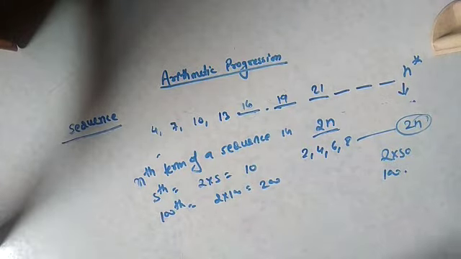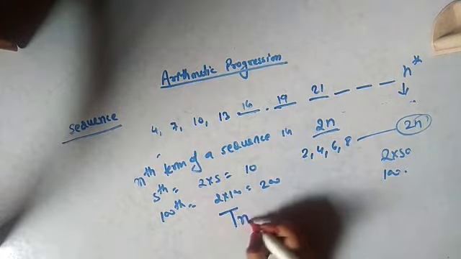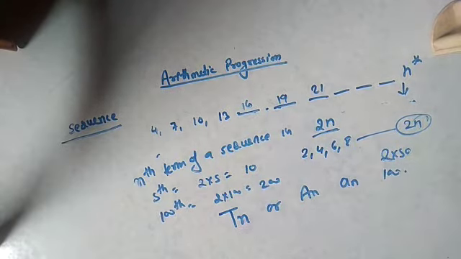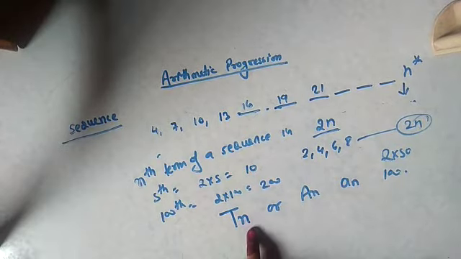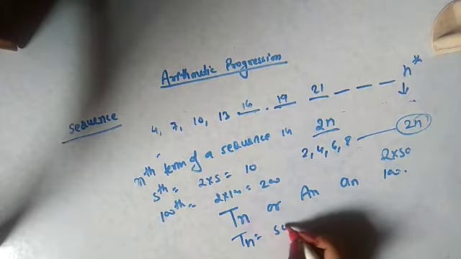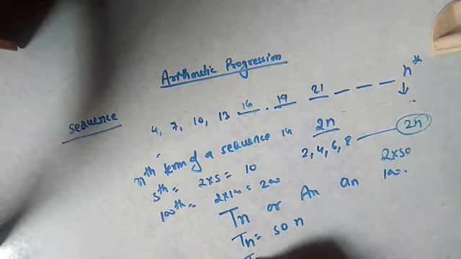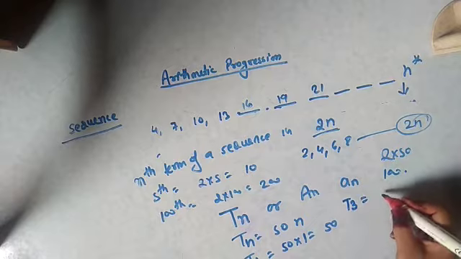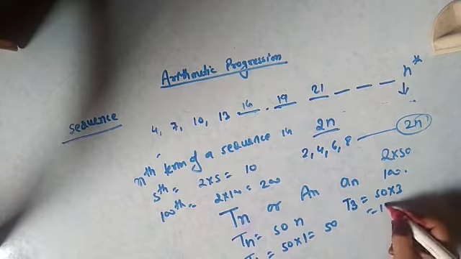And this nth term we are representing either by tn or an, anyway. Okay, so this n is representing the number of position, the number of place. Like if tn is 50n, and if we have to find t1, it means we have to put n equals to 1 here, so it will be 50 into 1, that is 50. In same way, if we have to find t3, we will just put n equals to 3, it will be 150.